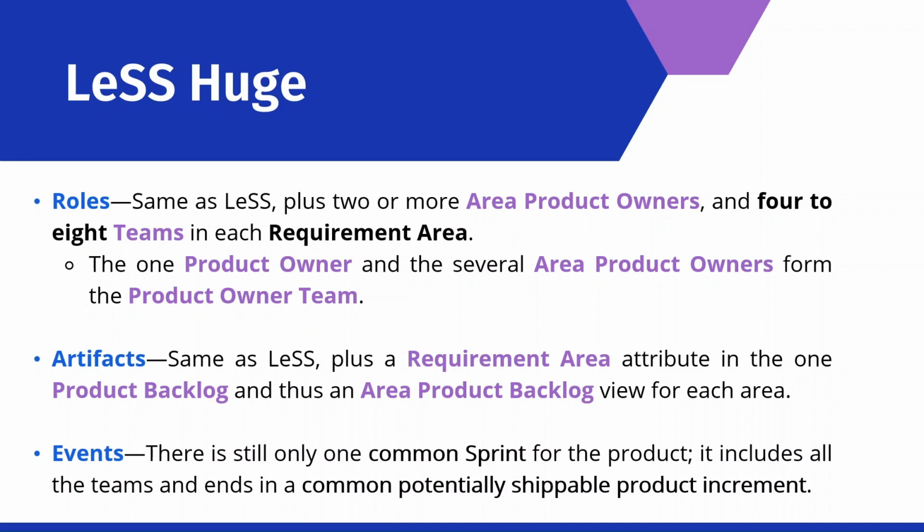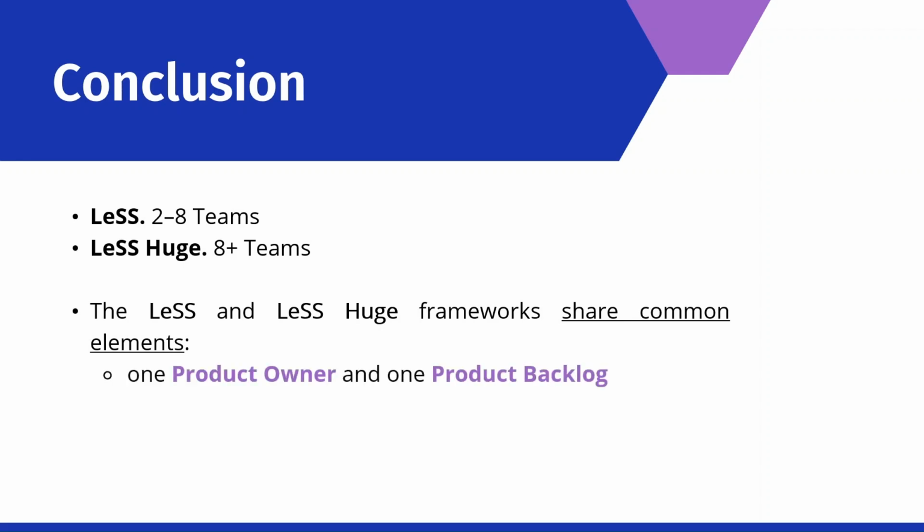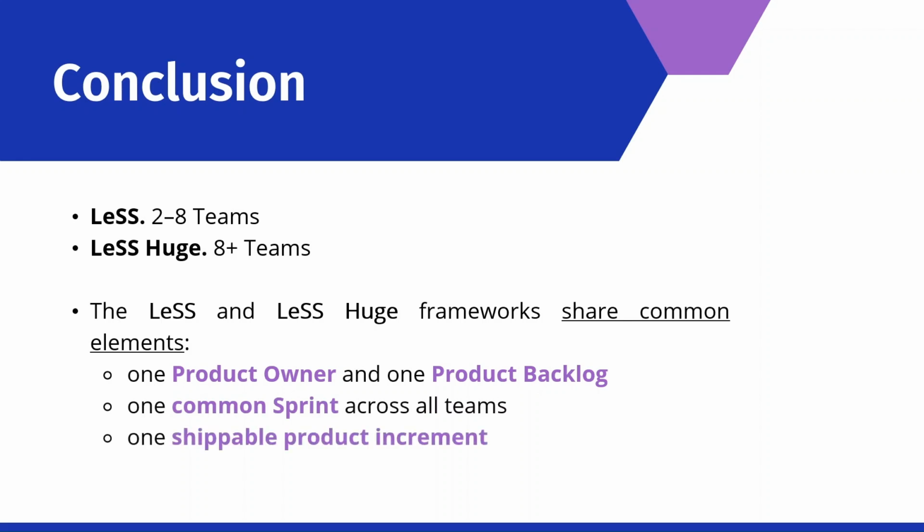For the events, there is still only one common sprint for the product. It includes all the teams and ends in a common potentially shippable product increment. To conclude, the LeSS framework is used when we have 2 to 8 teams. However, when we have more than 8 teams, we use the LeSS Huge. The LeSS and LeSS Huge frameworks share common elements: one product owner and one product backlog, one common sprint across all teams, and one shippable product increment.